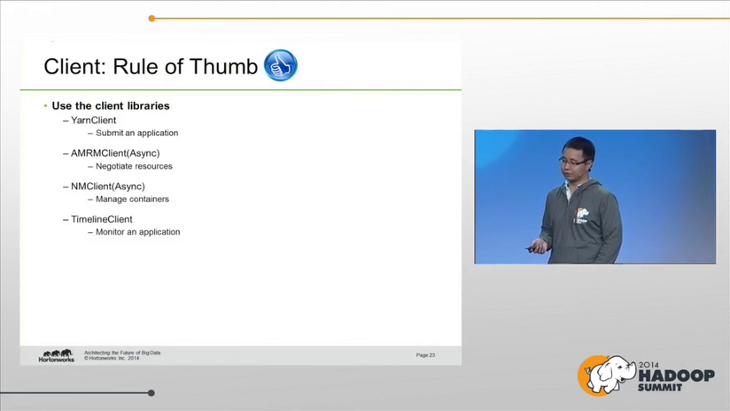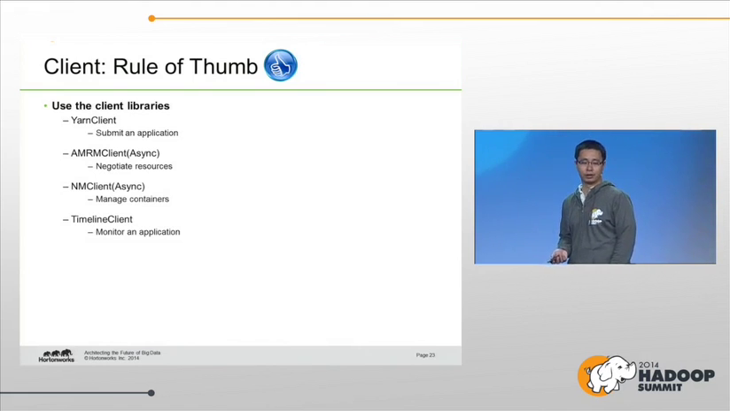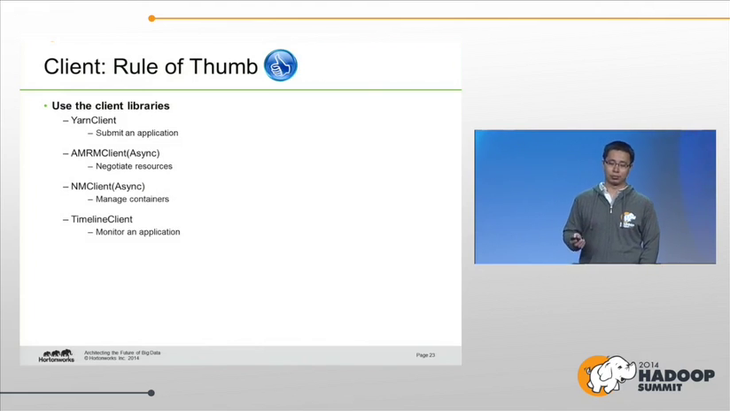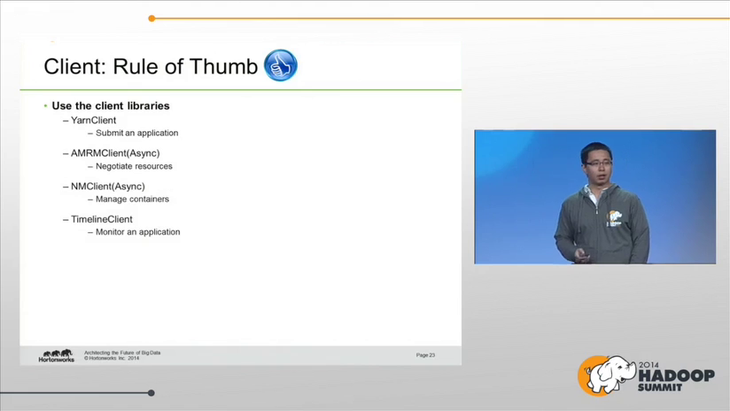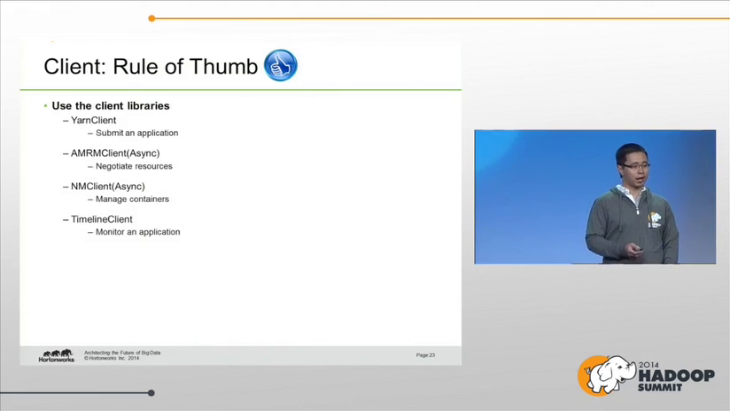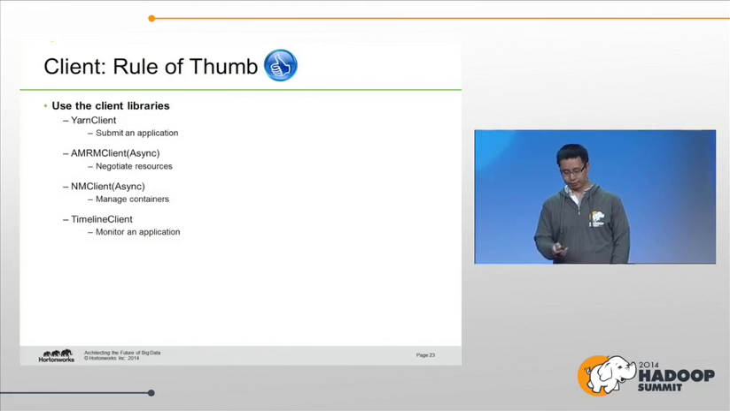What you need to do is just compose some logic to handle the response and put it into a callback function. You can provide this callback function to the asynchronous client, and the client is going to help you check when the response is ready. When it finds the response is ready, it will invoke your callback function to process the response. The last but not least one is the timeline client. It's a really new piece because we have just brought the timeline server into YARN in 2.4. I would like to cover these things a bit later.